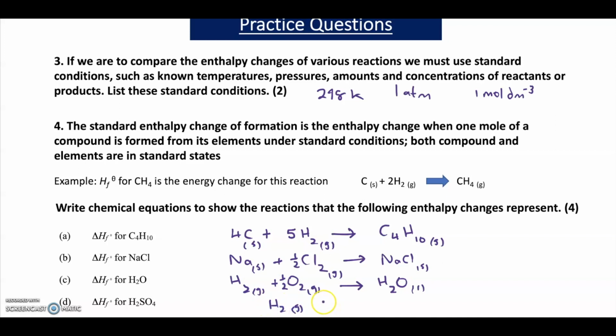And for D, we have to write an equation to represent the delta HF value for H2SO4. So we have H2 plus S for sulfur plus O2 forms 1 mole of H2SO4. And remember, I have to have 1 mole of my product here because that's what the definition is. It's forming 1 mole of a compound. So therefore, I have to balance this. So I'm going to put a 2 in front of O2, and then I'll have 2 hydrogens, 1 sulfur, and 4 oxygens on both sides of the equation. So there's 1 mark for each correct equation here.